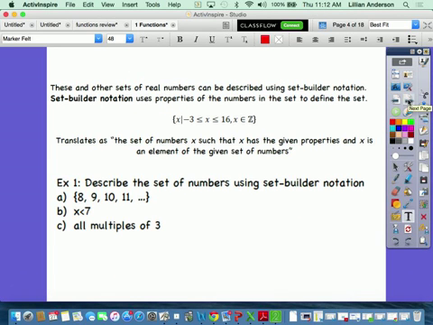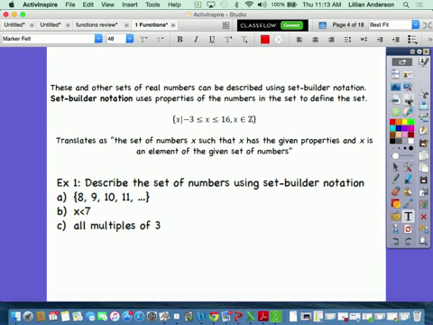So, these and other sets of real numbers can be described using set builder notation. If you have Ms. Childress or Ms. Carranza, we did go over set builder notation just a little bit. We concentrate more on interval notation. You're going to get real comfortable with both now in pre-calculus. Other teachers, I don't know what you cover. But here's an example of set notation.